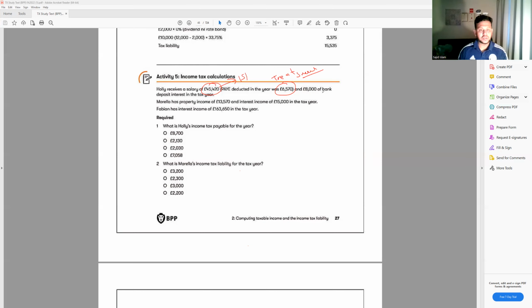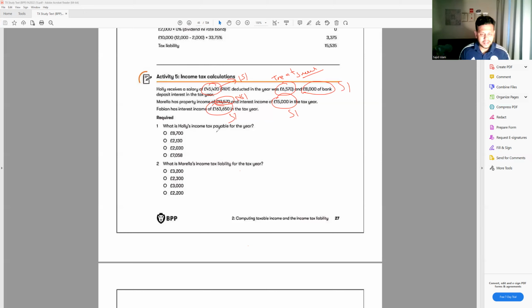8,000 of bank deposit interest in the tax year. So this is a savings income. Then we have Marilla, who has a property income, non-saving. Interest, savings income. And Fabian has interest income, savings income. Okay. Let's look at Holly first.